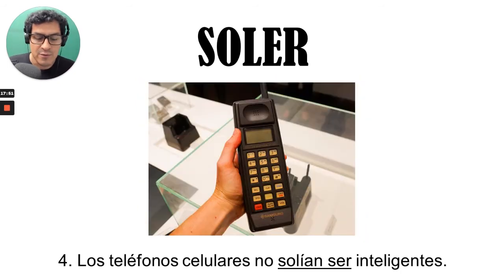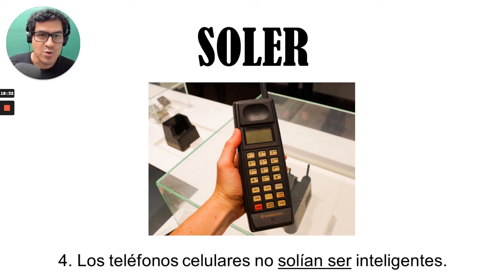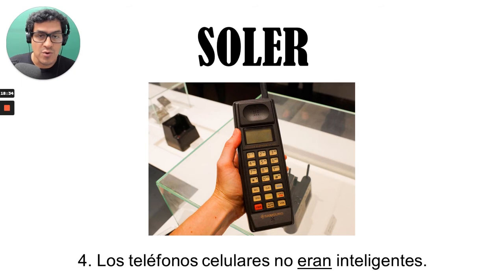Ejemplo número 4. Los teléfonos celulares no solían ser inteligentes. Solían ser equals eran. So I can also say los teléfonos celulares no eran inteligentes. Los teléfonos celulares no solían ser inteligentes or los teléfonos celulares no eran inteligentes.